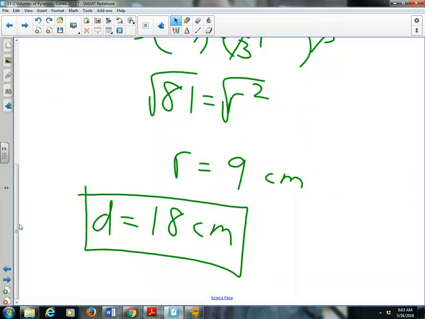There's your lesson on cones and pyramids. They are 1/3 the size of their cousins, the prism and the cylinder.